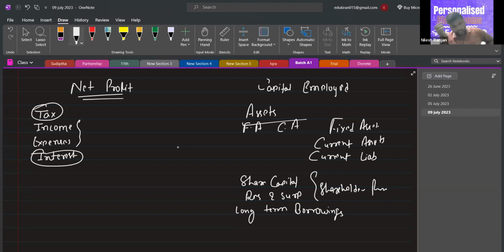Yes, sir. Okay, can you tell me why you are saying that we should study comparative and common size statement? Sir, because we have that for our project. Okay, but for that project, you need to understand the financial statement also.